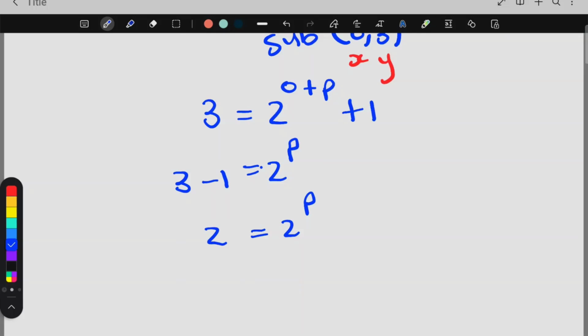And the base numbers are the same. If there's no power, there's a 1 over here. So when the base numbers are the same, this is equal to that. So that's my final answer: p is equal to 1. So I've solved for p and q.